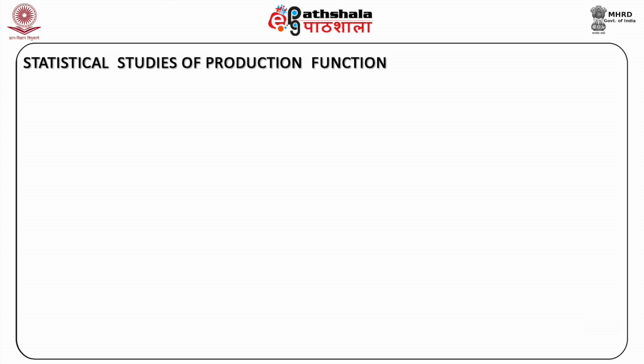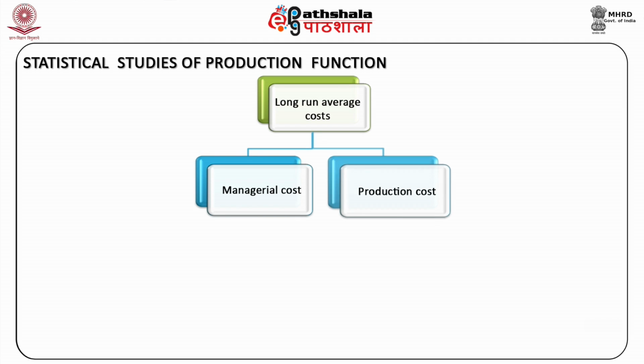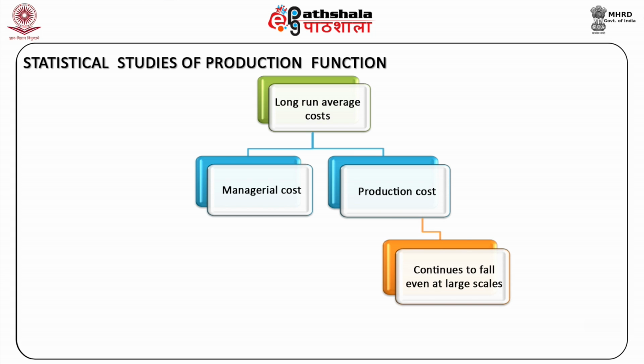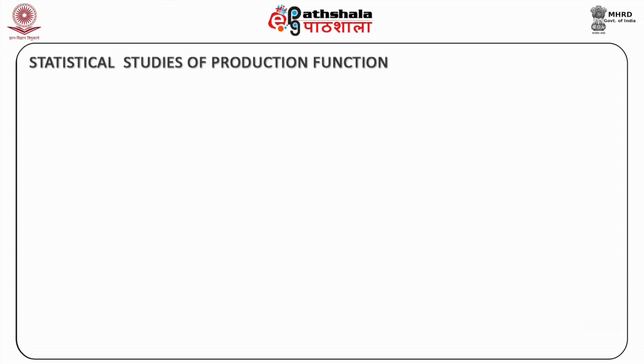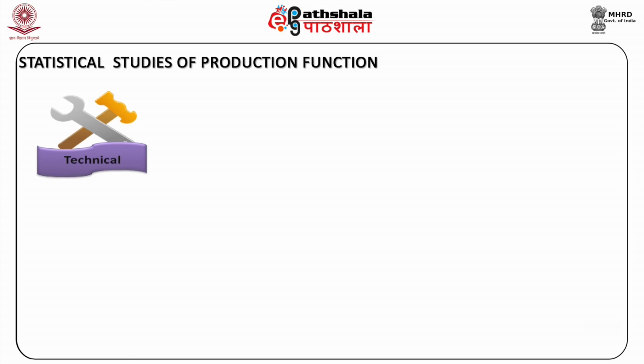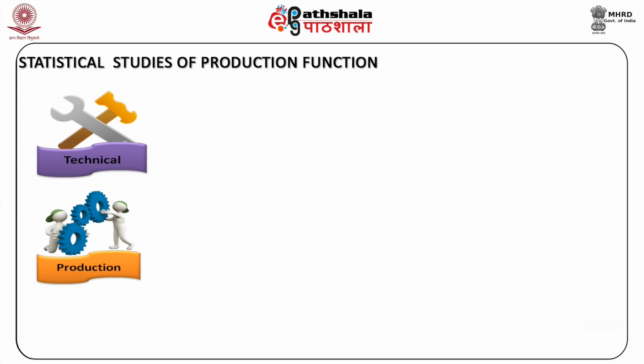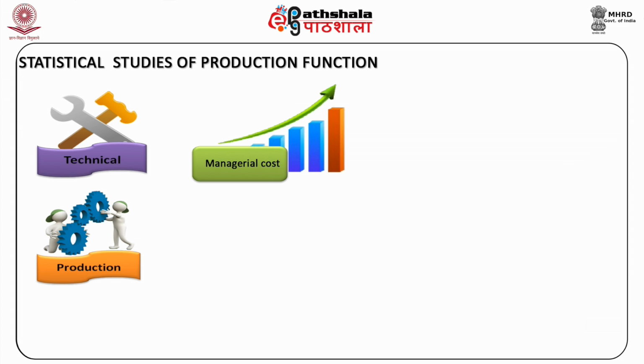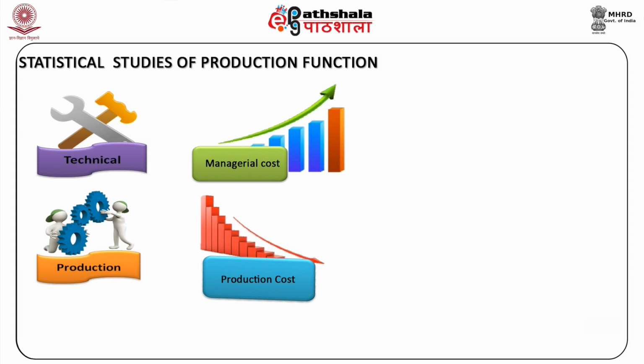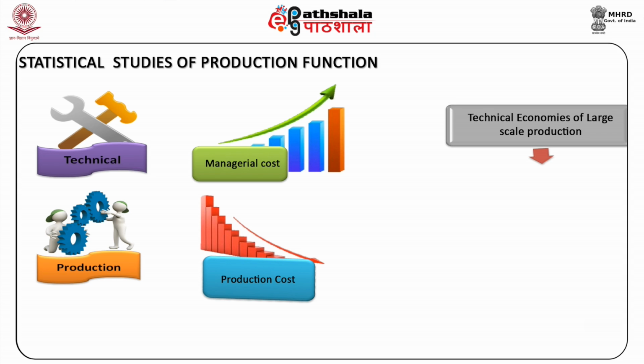According to the modern approach to the theory of costs, the long-run average costs essentially consist of production and managerial costs, and the average production costs continue to fall considerably even at large scales. Modern theory of costs proponents point out that the technical and production economies of large-sized plants make the rising managerial costs seem insignificant, and production costs tend to fall continuously with increases in output in the long run. These costs fall steeply in the beginning and then gradually as the scale of production expands. This behavior of the production costs is explained by the technical economies of large-scale production.